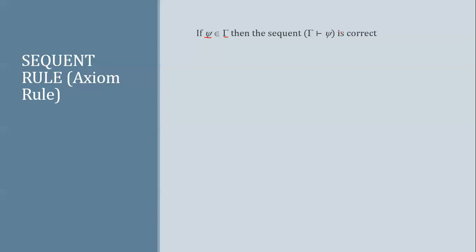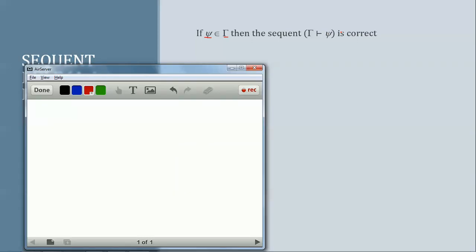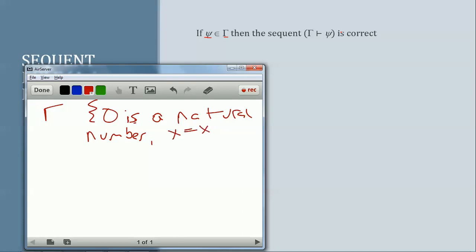So let's take, there's my little notepad at the bottom. Let's take, for example, gamma to be the set of statements: 0 is a natural number. I cannot write well with this thing, so you're going to have to forgive my writing. That's one statement. And then the next statement we'll say is x equals x for all natural numbers, x equals x. And then let's say that psi is the statement x equals x for all natural numbers, x equals x.